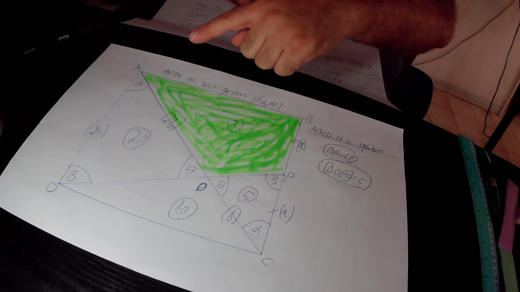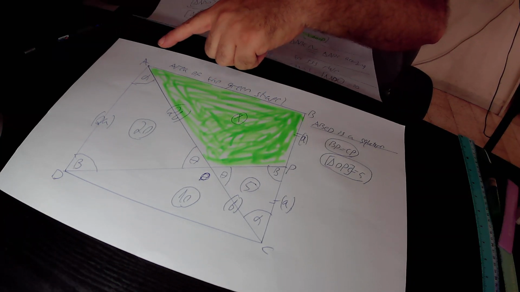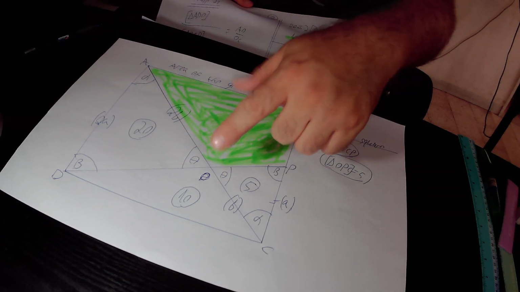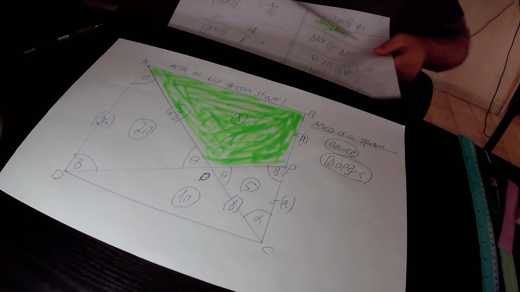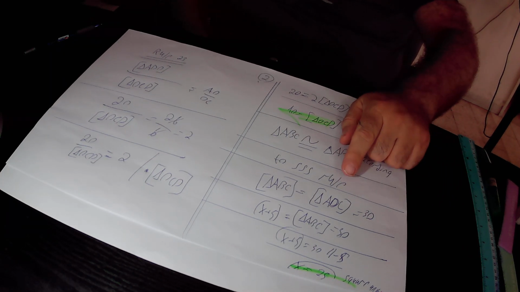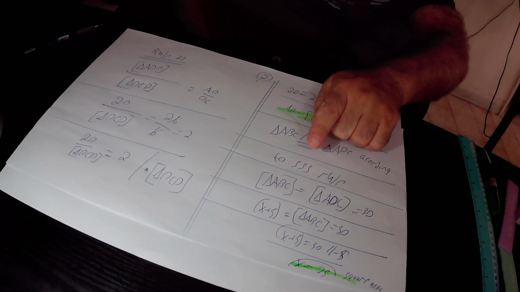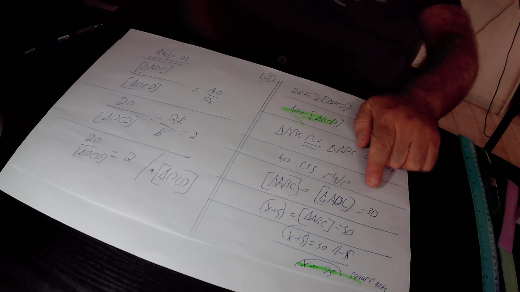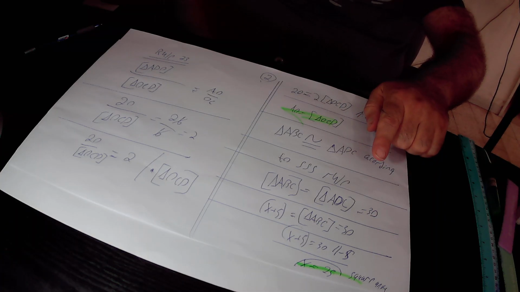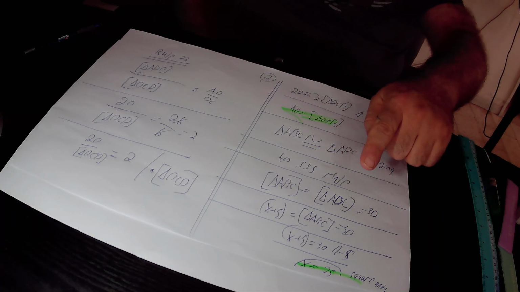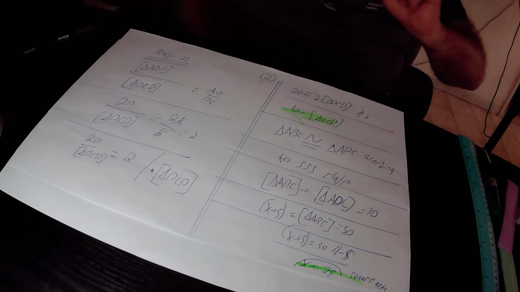But it is very easy to see from the drawing that the area of this triangle ADC equals 20 plus 10, that is 30 square units. So you can write here that the area of triangle ADC is equal to 30 square units, and from this equation, the area of triangle ABC equals the area of triangle ADC equals 30. We derive that the area of triangle ABC is equal to 30 square units.